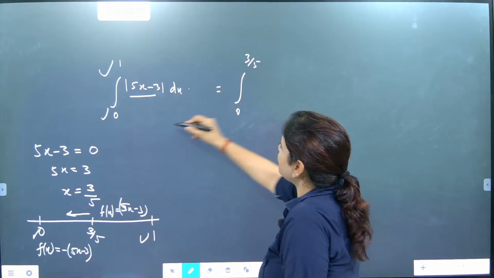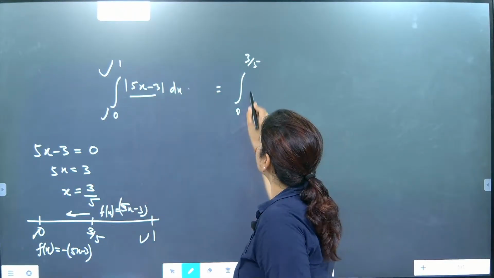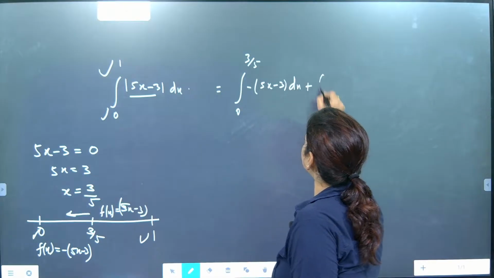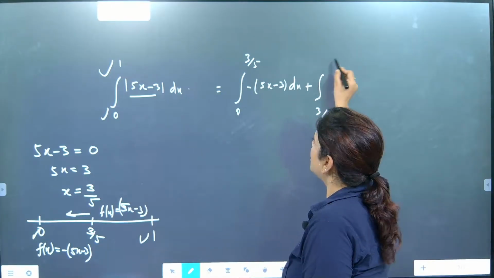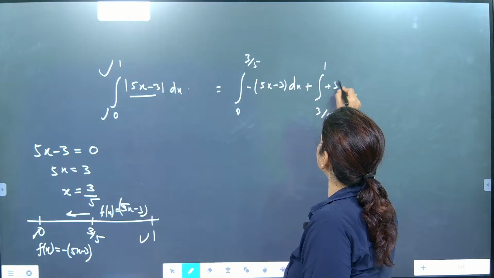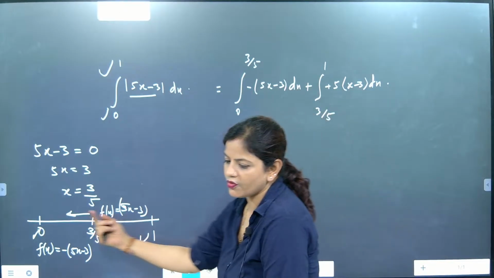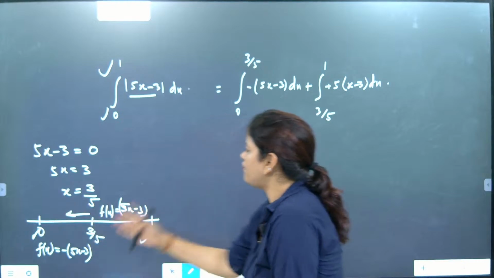0 to 3 by 5. Here left of it is there. So it will become minus of 5x minus 3 dx, 3 by 5 to 1. Here it will come plus of 5x minus 3 dx. Okay. That means the boundary limit we have generated, left of it and right of it.